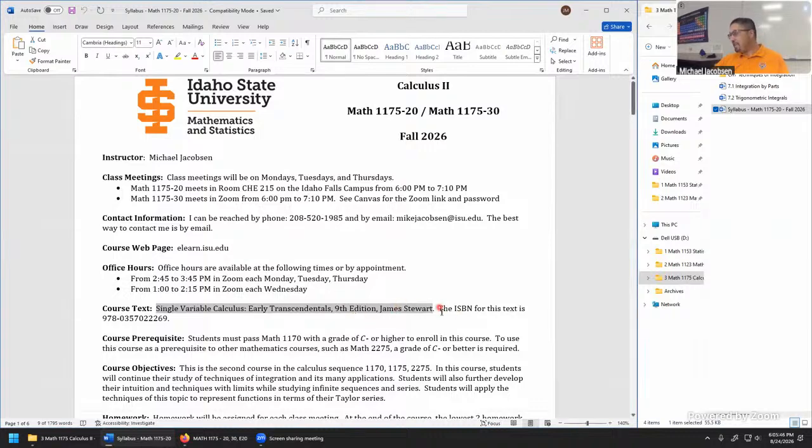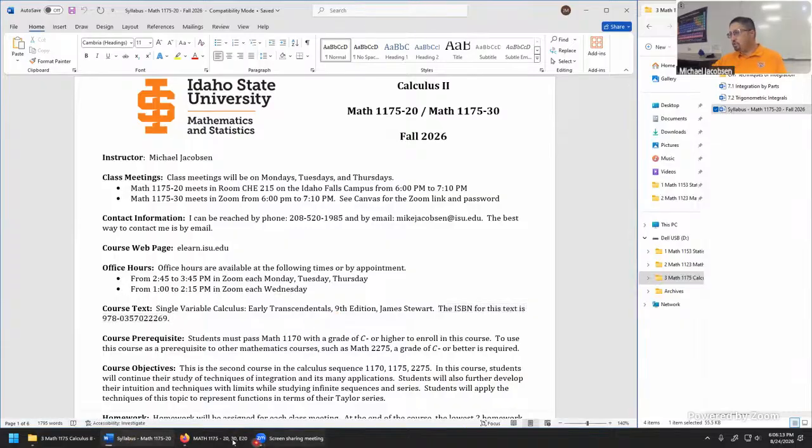So pay attention to the ISBN if you're buying, say, a used edition somewhere on the internet, because it's easy to get the wrong edition. It's not like information's missing, but your section numbers are scrambled, which can be kind of annoying. If you have the 9th edition, that's going to work excellent for this class. If you want to save some money and get the 8th edition, that will work too. You could potentially save hundreds of dollars. These are not cheap textbooks.